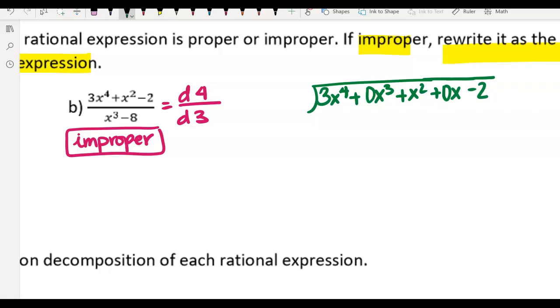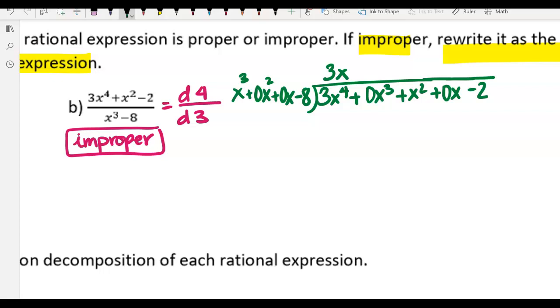On the denominator, it goes outside your house, because that's what you guys said. We are missing 2 terms. What terms are we missing? A square and a linear. And then drop down. Okay. Just like what you said, we're going to try to see how many times x to the third goes into 3x to the 4. So how many times? 3x to the 4 divided by x to the third is 3x. Yes or no?